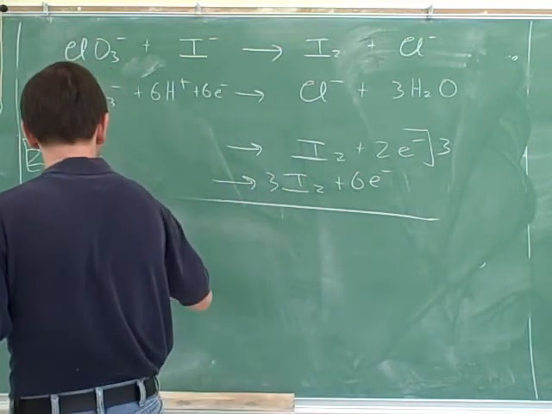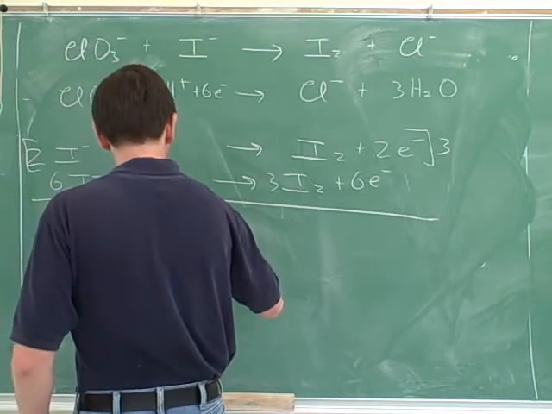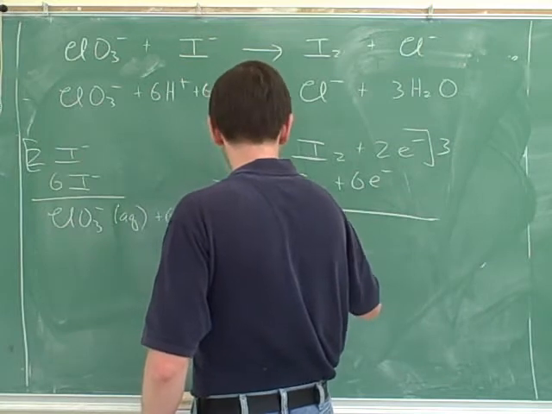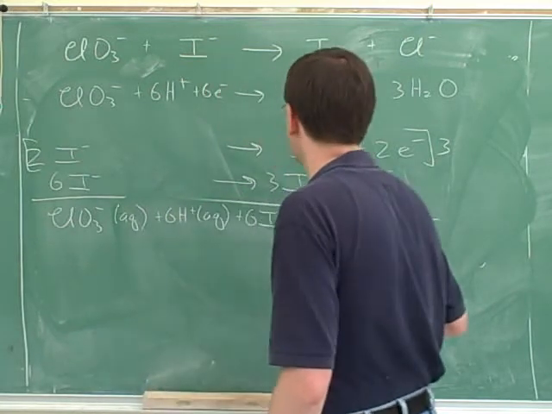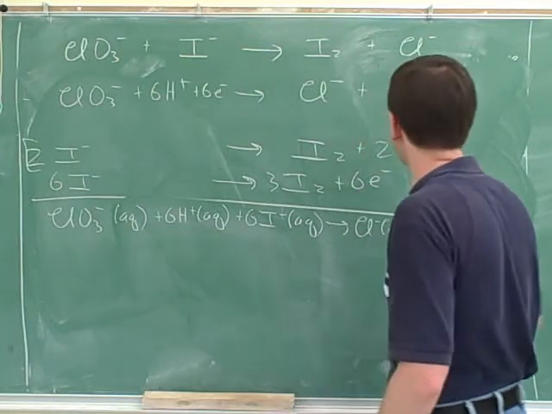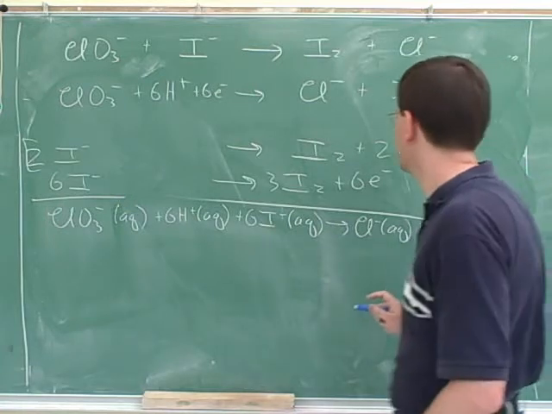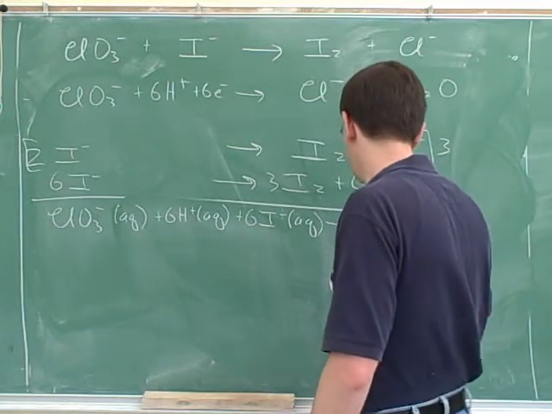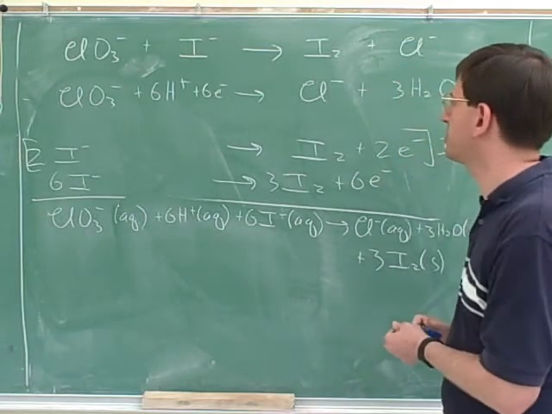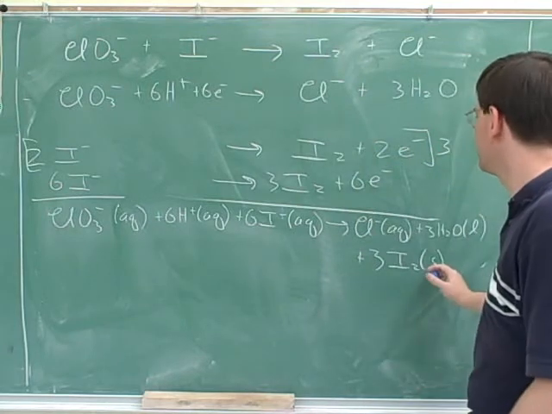Now we should be putting in the phases, so this would be ClO3 minus aqueous plus 6 H plus aqueous plus 6 I minus aqueous forms Cl minus aqueous plus 3 H2O plus 3 I2. If you look at the original problem, I didn't give it, but I think iodine is a solid. So I wrote that as iodine solid.